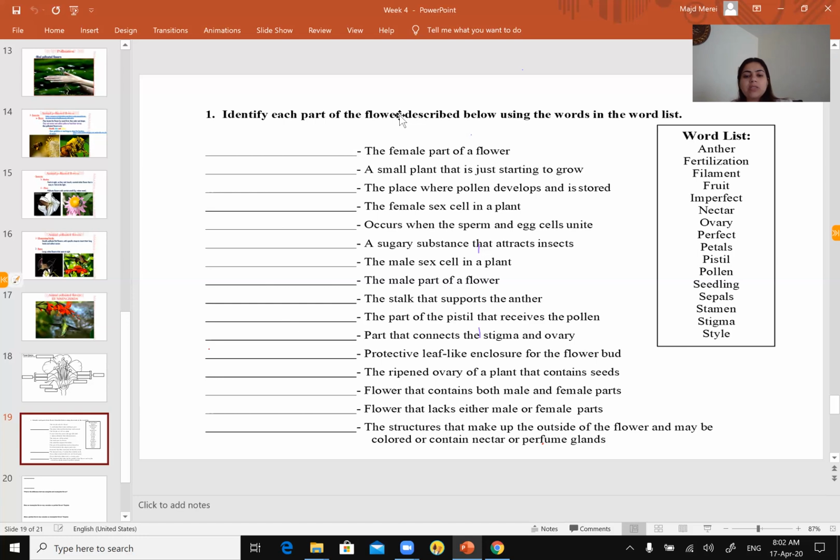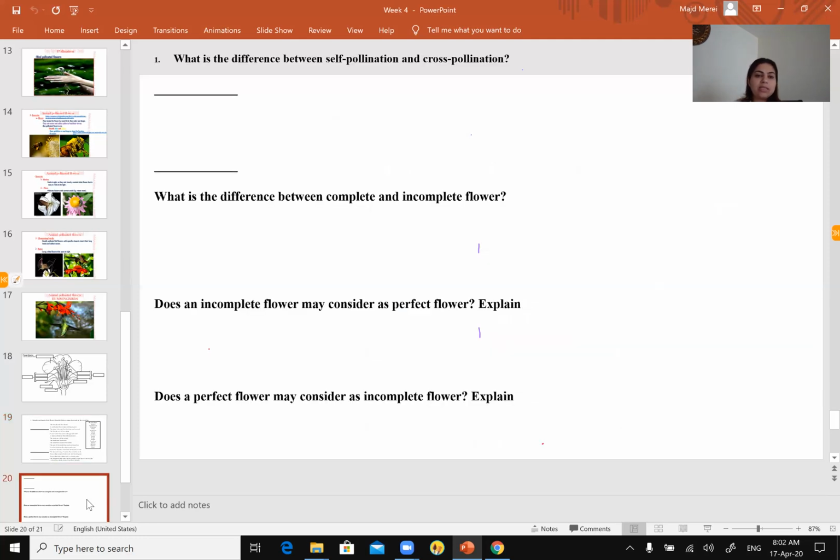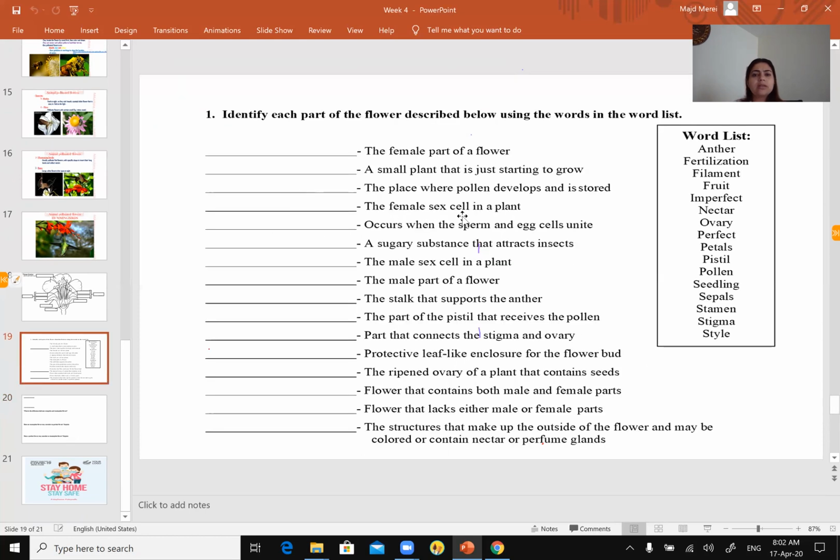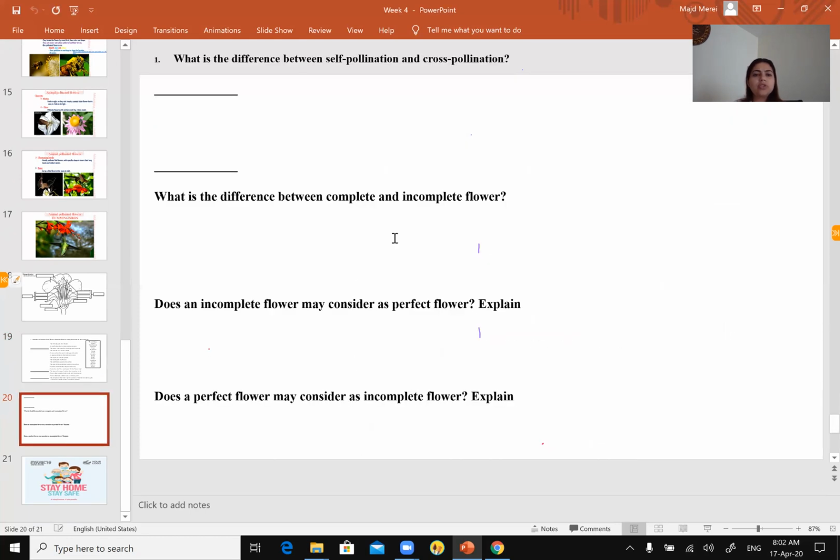Flower that contains both male and female parts, they are perfect flowers. Flowers that lack either male or female, they are imperfect flowers. The last part, the structures that make up the outside of the flower and may be colored or contain nectar or perfume glands, these are the petals. The last slide here has different questions, okay?